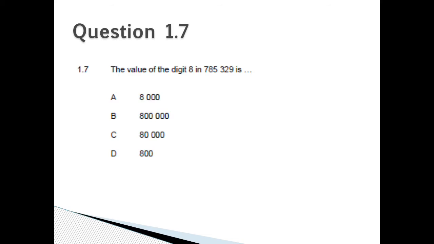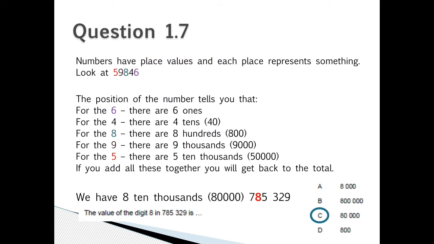The value of the digit 8 in the number 785,329 is A, 8,000, B, 800,000, C, 80,000, or D, 800. Numbers have place values and each place represents something. Look at the number 59,846. The position of the number tells you that for the 6 there are 6 ones, for the 4 there are 4 tens, for the 8 there are 8 hundreds, for the 9 there are 9 thousands, for the 5 there are 5 10,000s. If you add all these together, you will get back to the original total.